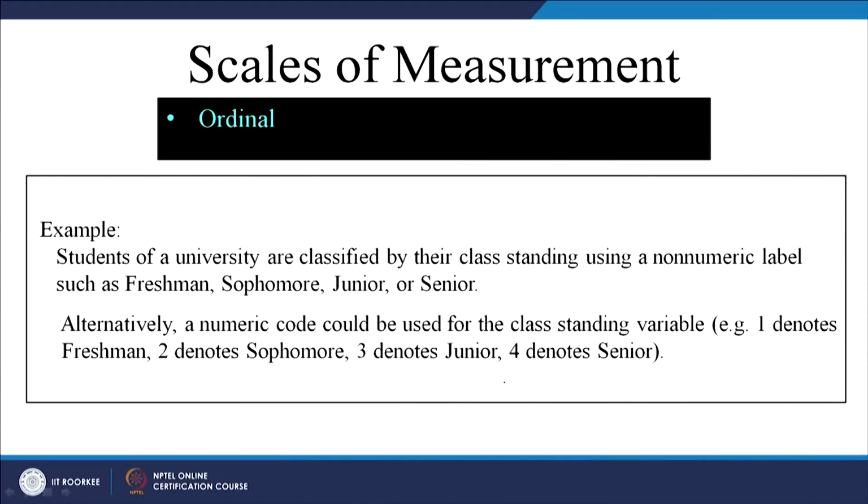Let us look at an example of an ordinal scale. Students of a university are classified by their class standing using non-metric labels such as freshman, junior, senior and so on. So, you can just give them a numeric code: 1 denotes freshman, 2 denotes sophomore, 3 denotes junior, and 4 is senior student. So, this is rank 1, 2, 3, 4, right. So, this is an example of a rank order scale.